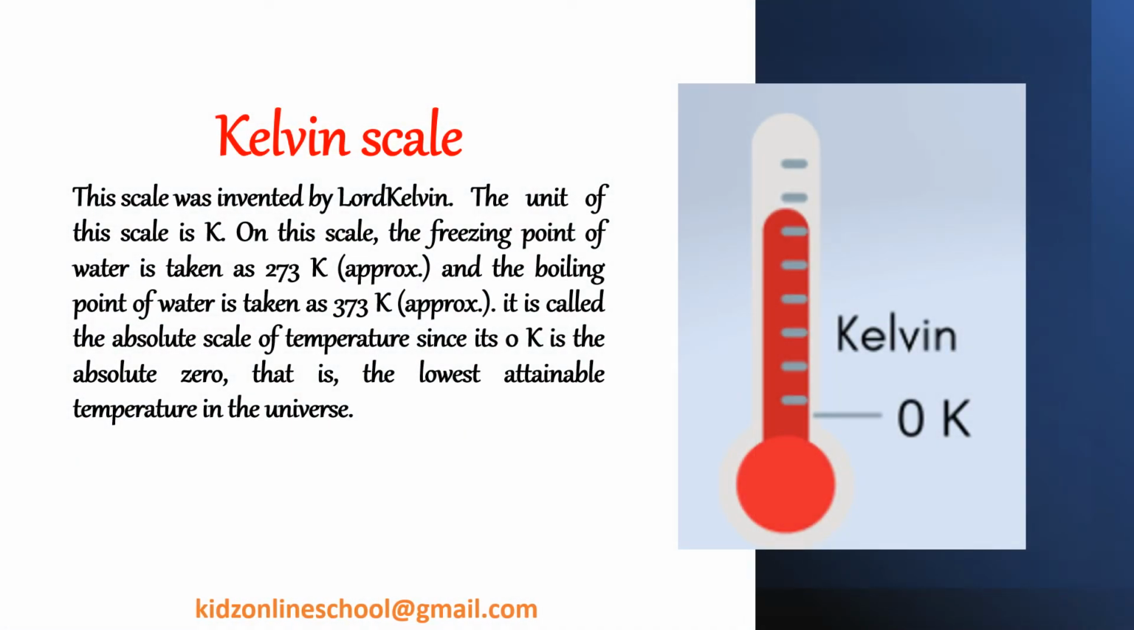Kelvin scale. This scale was invented by Lord Kelvin. The unit of the scale is K. On the scale, the freezing point of water is taken as 273 Kelvin and the boiling point of water is taken as 373 Kelvin. It is called the absolute scale of temperature since 0 Kelvin is the absolute zero, the lowest attainable temperature in the universe.